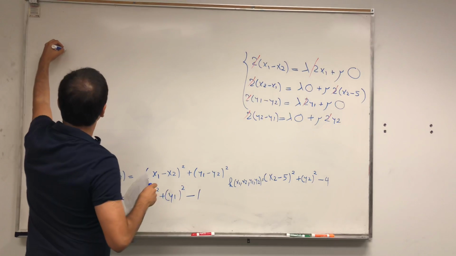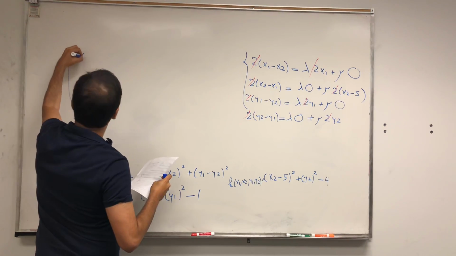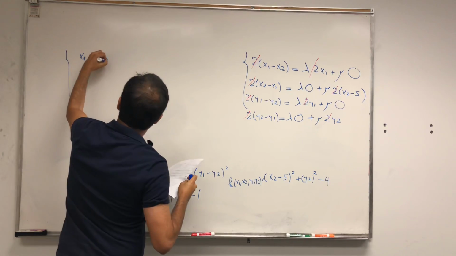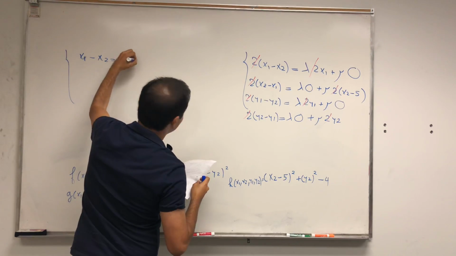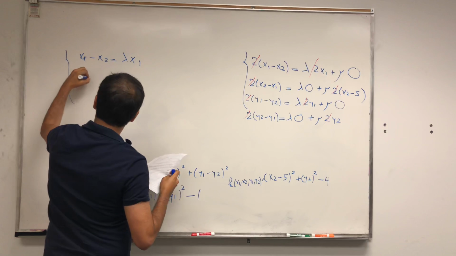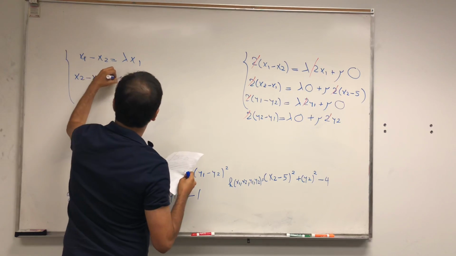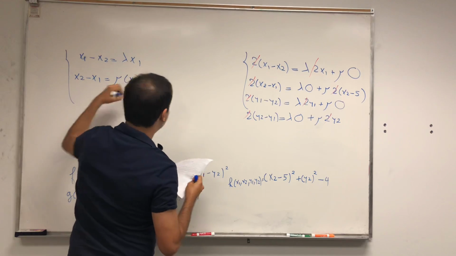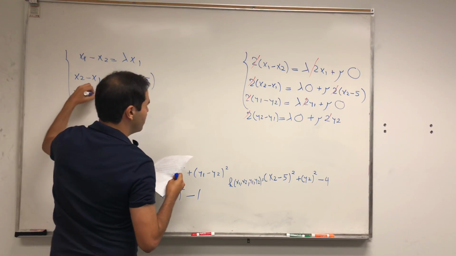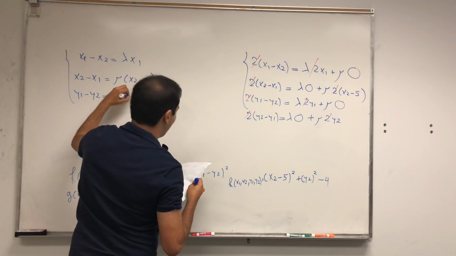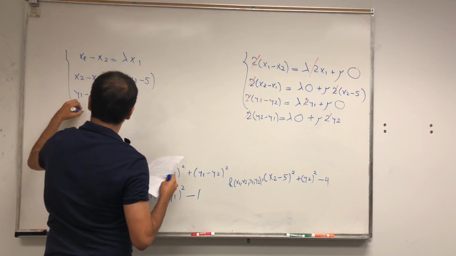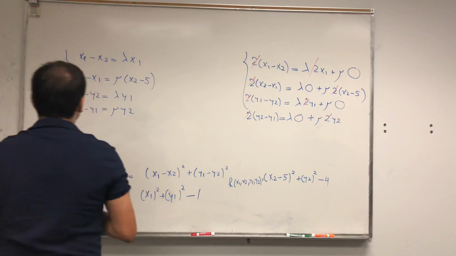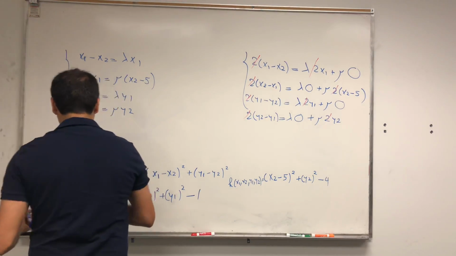All right, and we're left with x1 minus x2 equals lambda x1. x2 minus x1 equals mu times (x2 minus 5). y1 minus y2 equals lambda y1, and y2 minus y1 equals mu y2. Very good.